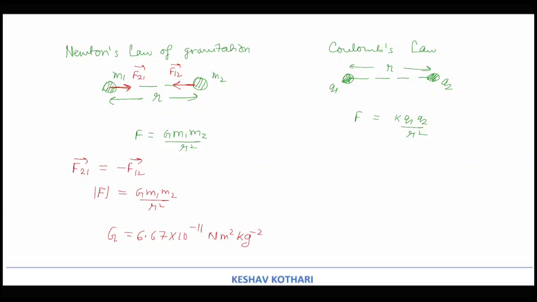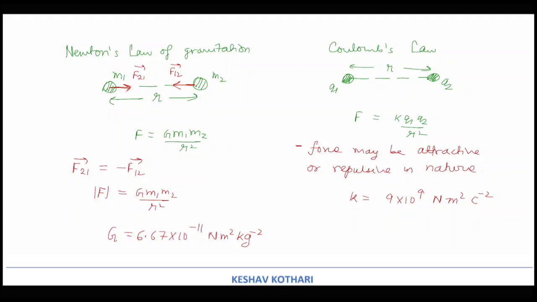In case of the two charges, the force may be attractive or repulsive in nature, and the value of K is equal to 9 into 10 to the power 9, which we have already seen and used for quite some time, in units of Newton metre square per Coulomb square.